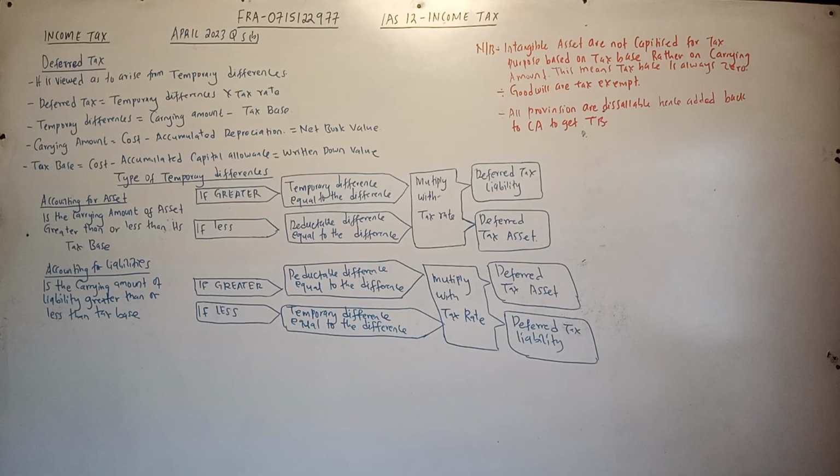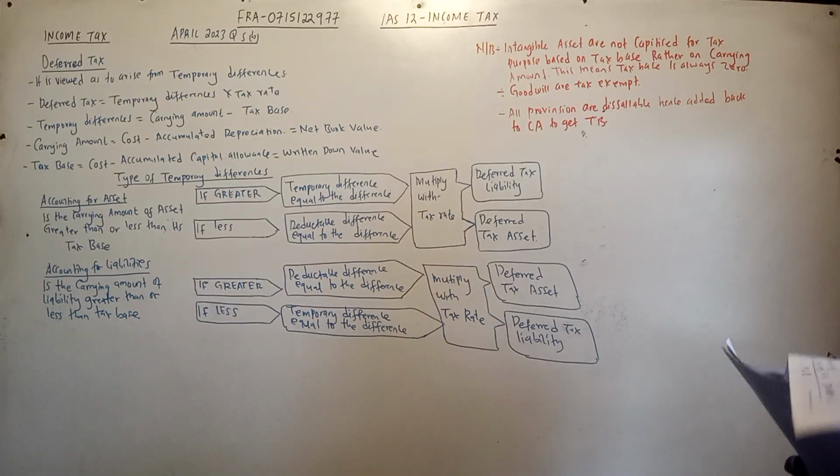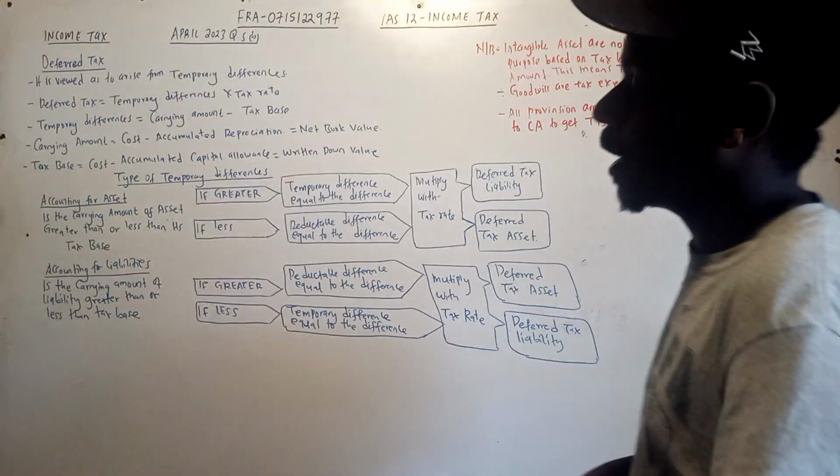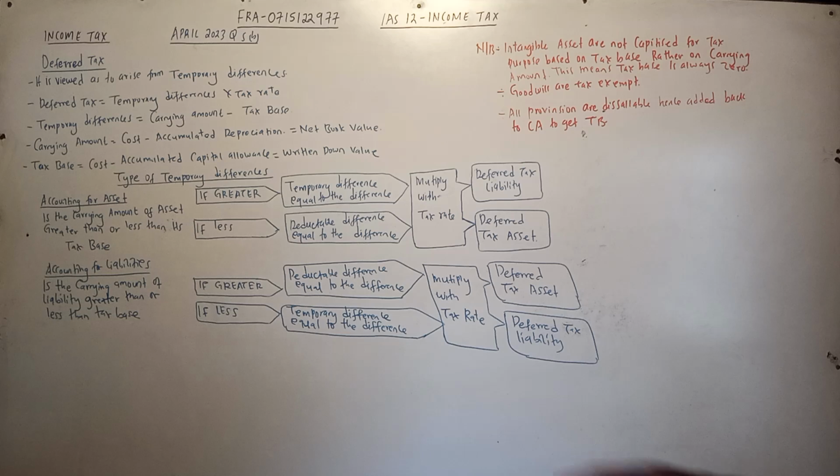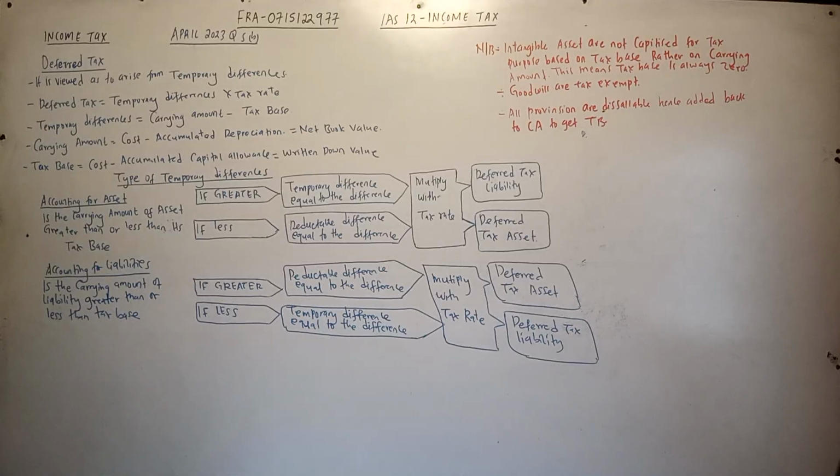So let us see this table. You can see we have a table there. That one is for purposes of the deferred tax only. Now before we do that question part B, let us see the deferred tax. Deferred tax is viewed as arising because of temporary differences. So deferred tax mostly arises because of the issue of the temporary differences.